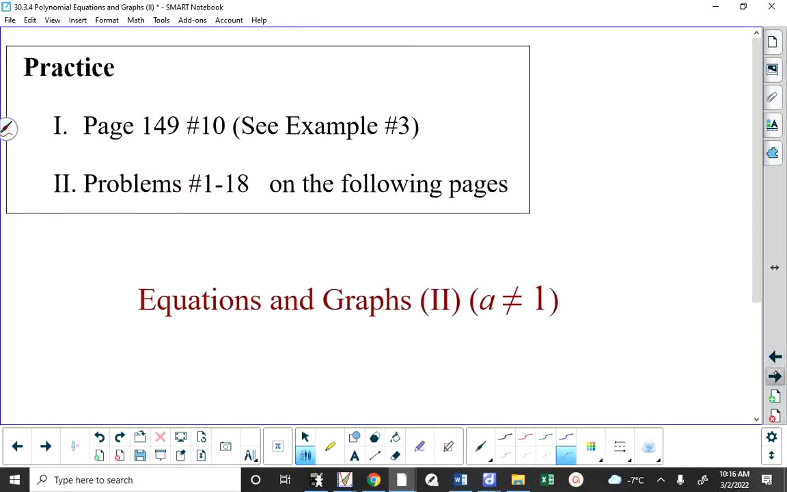You can see there are practice problems here. Page 149, number 10 is an important one. That's going to be solving the inequalities. And then everything else is in your handout on whatever pages those are. Problems 1 to 18. You don't have to do every single question, but you have to know how to do every single question. So get a good sampling of them.